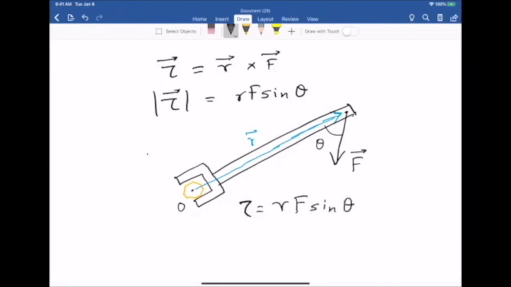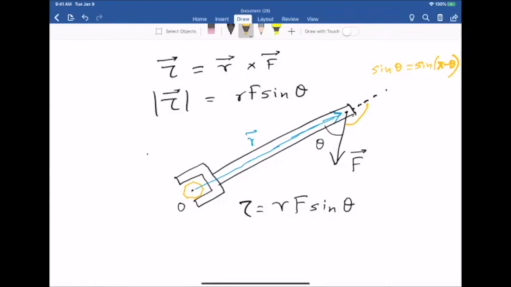Now you might say that shouldn't it be this angle? Absolutely, you can use that angle if you like, but for a cross product it doesn't really matter whether you use the acute angle or the obtuse angle, because sine of theta is the same thing as sine of pi minus theta. So we have this nifty trig identity that sine theta is equal to sine of pi minus theta. So it's just convenient to work with the acute angle when you're calculating a torque. All right, so that is our formula for torque.